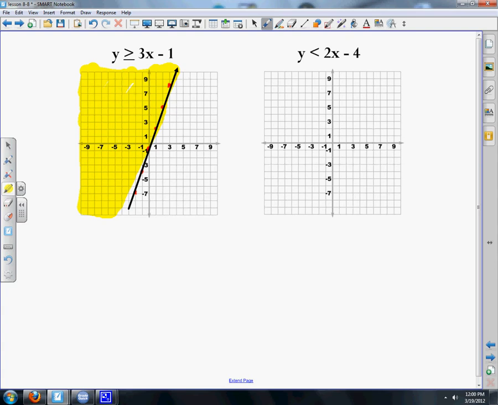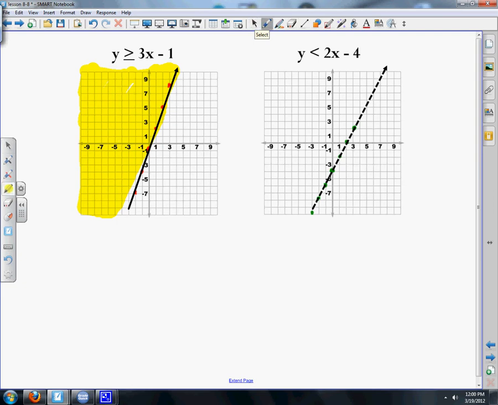So the second one, let's check to see how you did on this. First graph the y-intercept, which is -4. The slope is 2, so we can go up 2 to the right 1, up 2 to the right 1, up 2 to the right 1, or we can go down 2 to the left 1, down 2 to the left 1, down 2 to the left 1. And we're going to connect the points together with a dotted line because it doesn't have the equal to sign with it. And because it is less than, we are going to shade below the line.